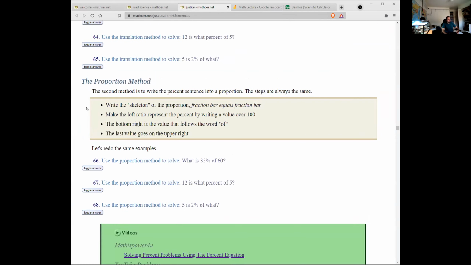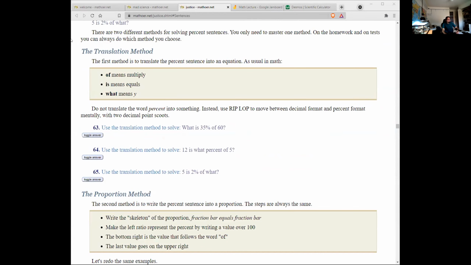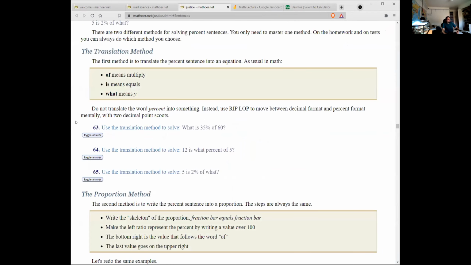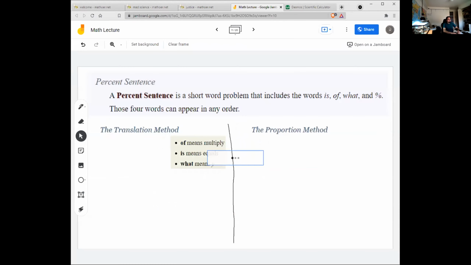The translate way just translates these problems in exactly the same way you're used to doing all word problems. So some people will say, ah, this looks nice and familiar, it works for me, life is good. What is what you put your letter on? I like Y's. You can do X's if you want to be risky and have them look like multiplication symbols. Is becomes equals.